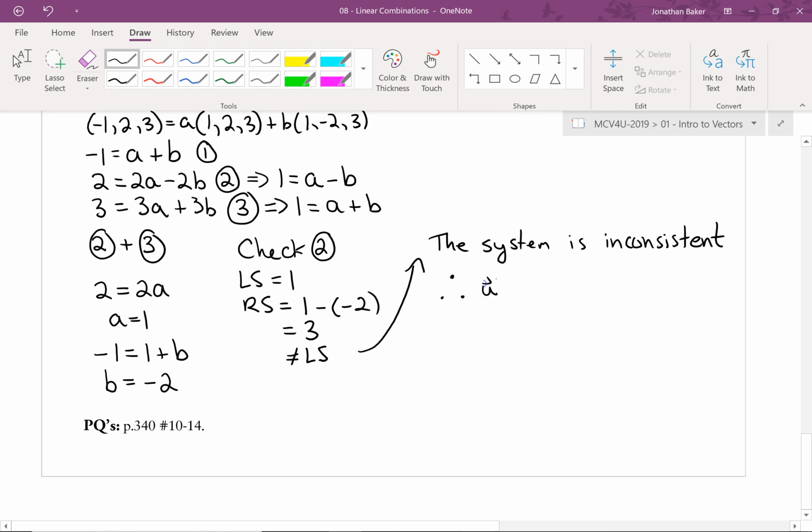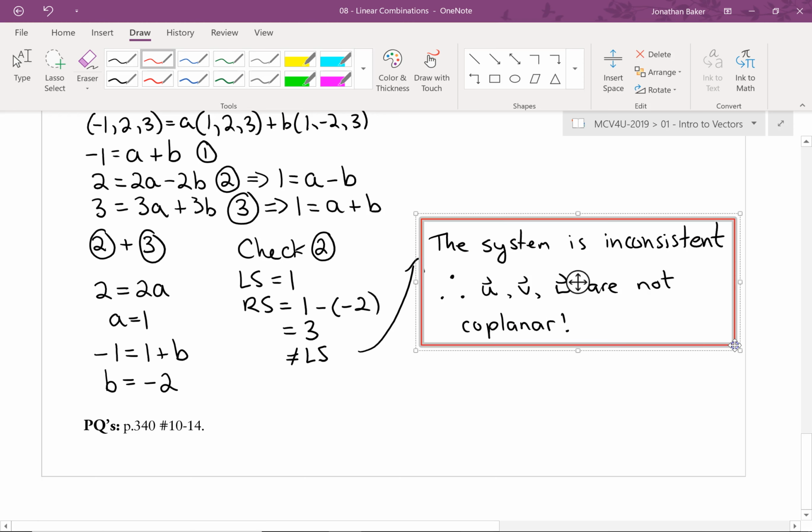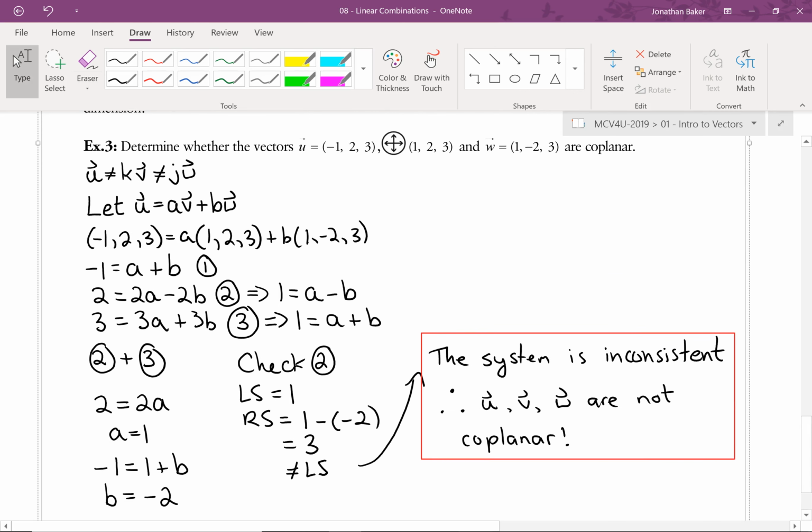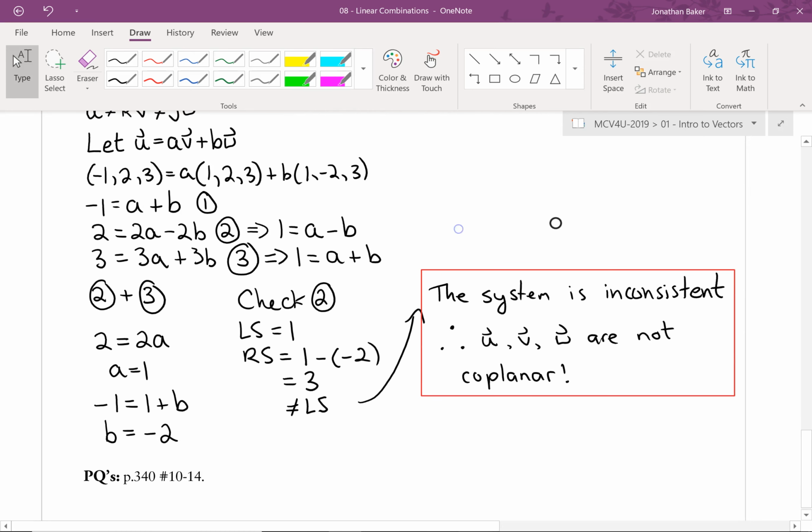U, V, and W are not coplanar. Now, why is that? Well, remember, what we were trying to do is show that we could write one vector as a linear combination of the other two. And we were unable to do that, because our algebra failed. There's no A and B that would allow us to do this.